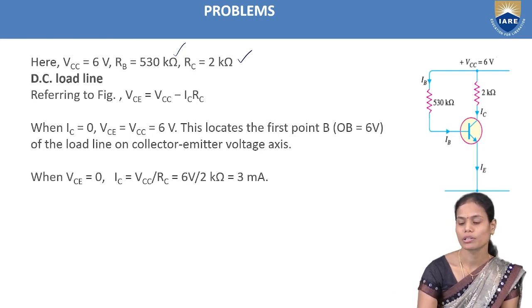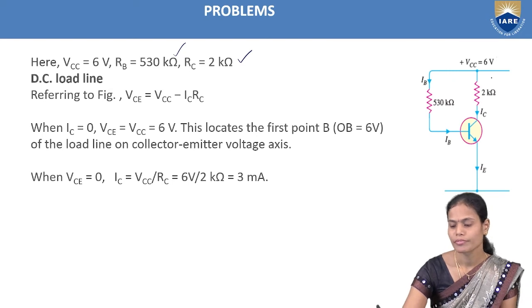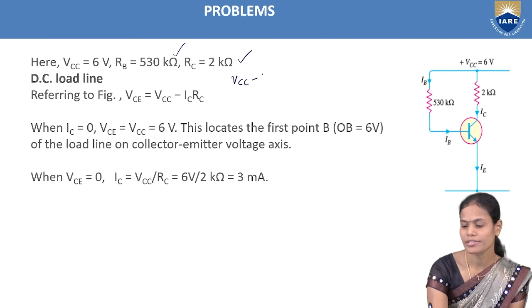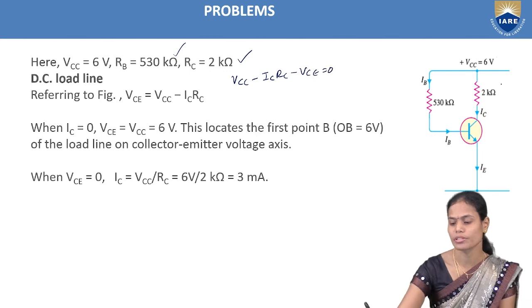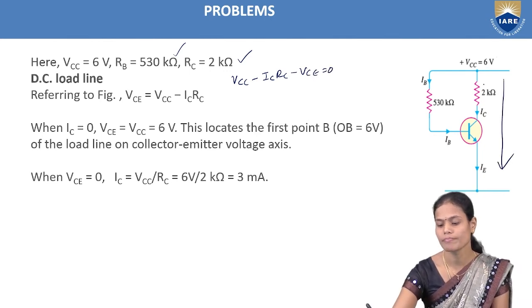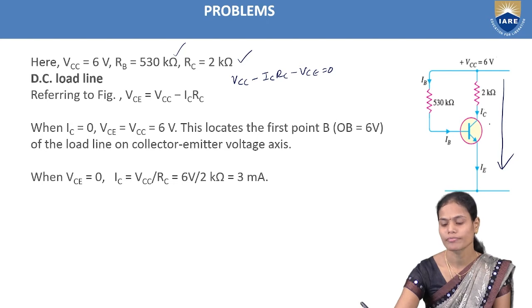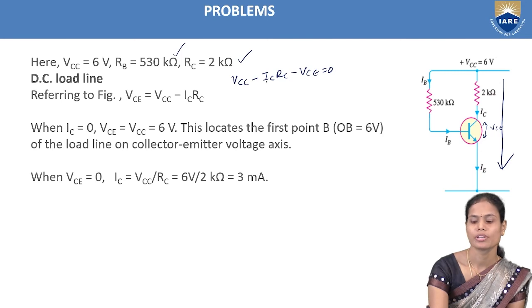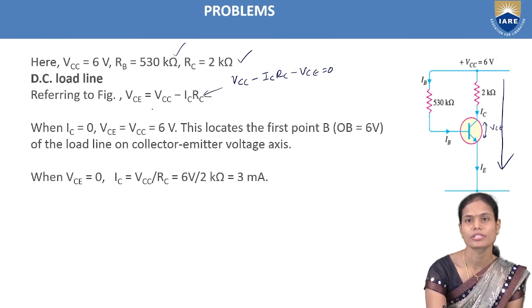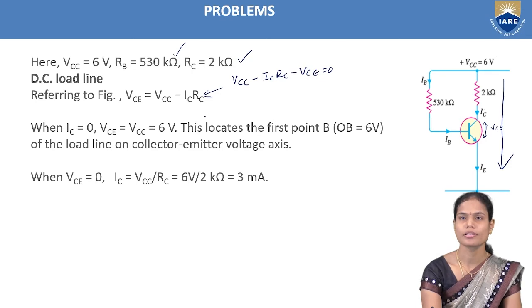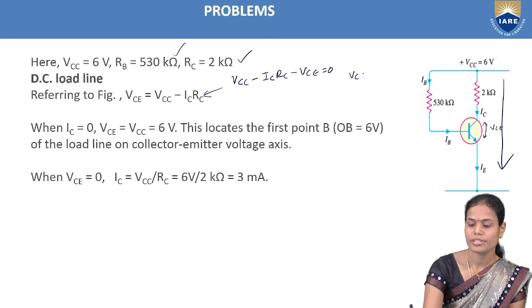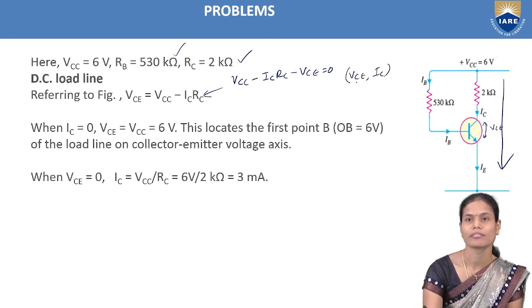So to draw the DC load line, from the figure we can write VCC minus ICRC minus VCE is equal to 0. Here this is VCC, this is IC into RC, and this voltage is VCE, the collector to emitter voltage. So from this we can write the equation VCE equal to VCC minus ICRC. To draw the DC load line we require the VCE value as well as the IC value.